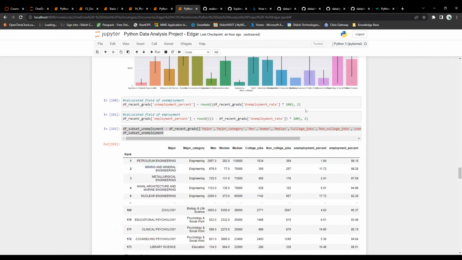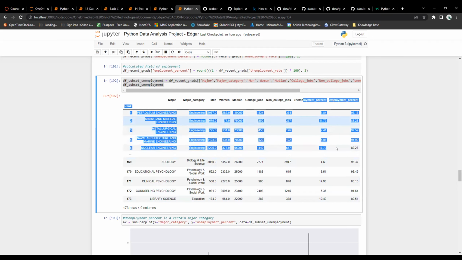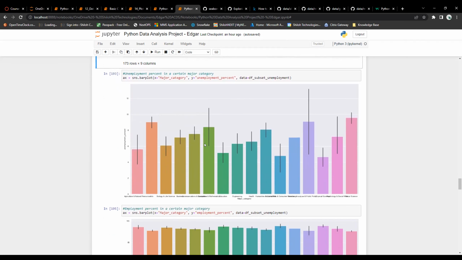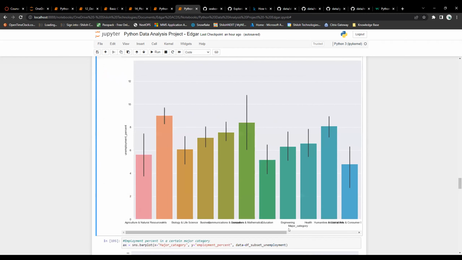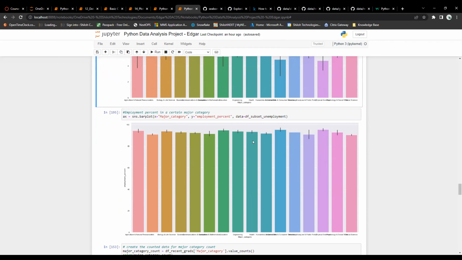And here I made a calculated field just to get the unemployment rate as a percentage. And I added it to the original data set. Here's the percent on the right. And I started graphing it as well. So the one that has the most unemployment is social sciences here on the right. This is the same thing, but with unemployment.